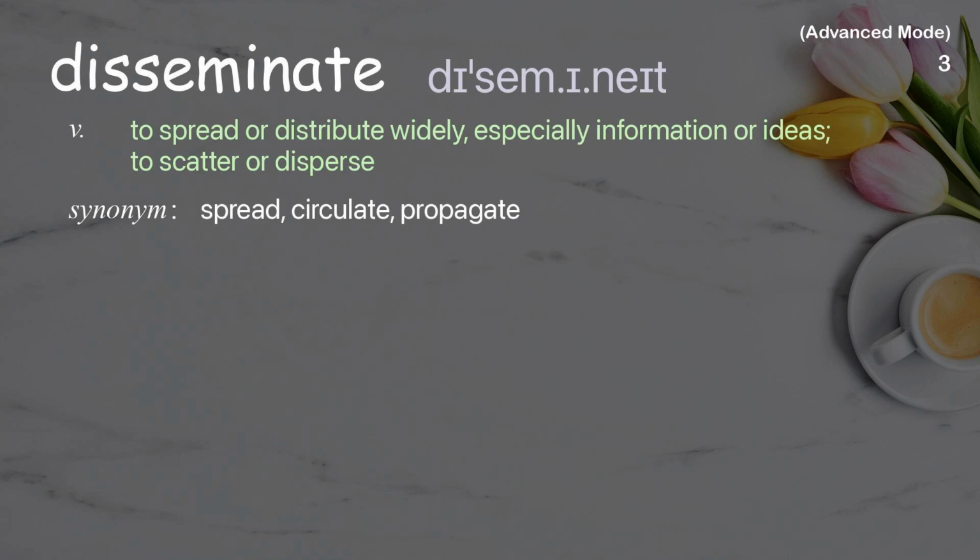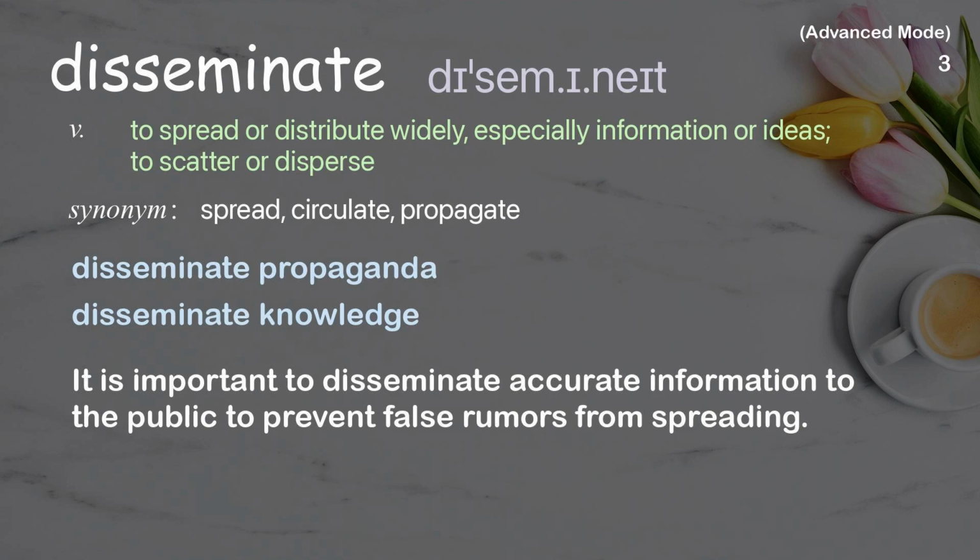Disseminate. To spread or distribute widely, especially information or ideas; to scatter or disperse. Examples: disseminate propaganda, disseminate knowledge. It is important to disseminate accurate information to the public to prevent false rumors from spreading.